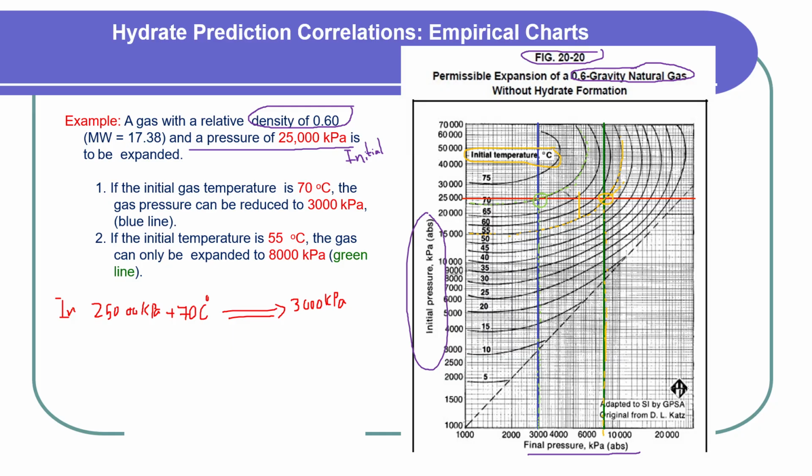Now, if my initial condition is 25,000 kilopascal absolute again, which is the second case, and the temperature is 55 degrees Celsius, this means that I can reduce the pressure to almost 8,000 kilopascal without any issue with the formation of the hydrate, which means that I can go all the way down to 8,000 kilopascal without having any hydrate formation.